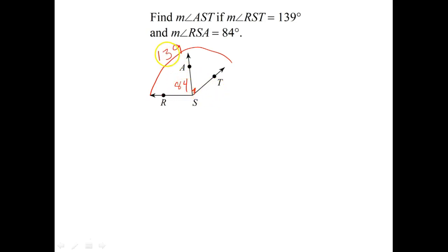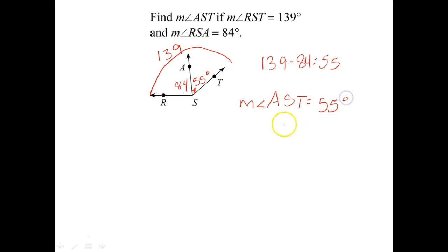So you just subtract 139 minus 84, and that is 55. So you check, does 84 plus 55 equal 139? Yes, it does. So the measure of angle AST is 55 degrees. Isn't it cool that we don't have to write the measure of angle? We can just use this to write that.